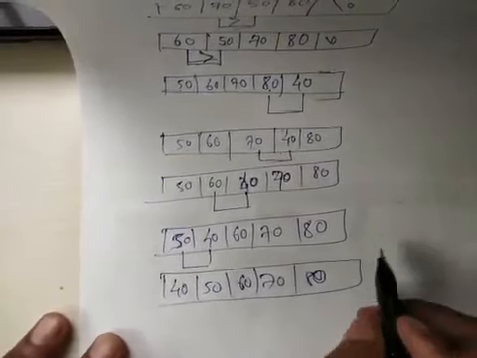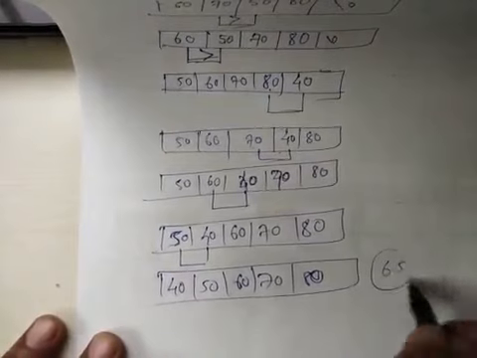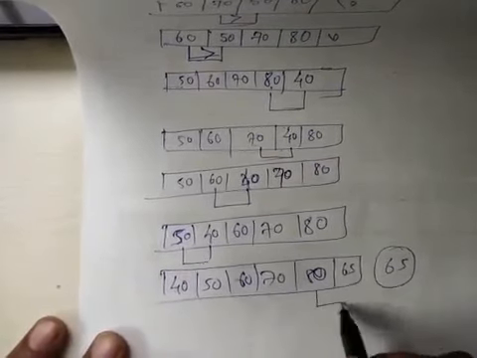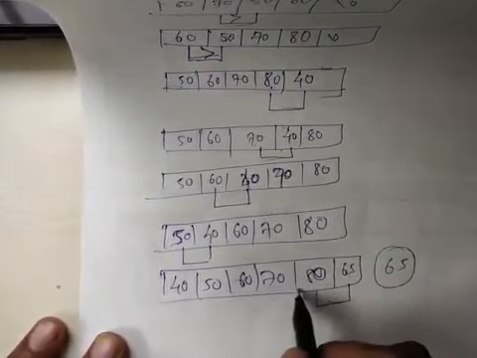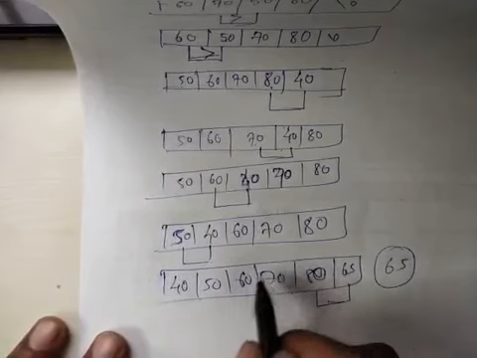Now suppose I ask you to insert a new element, that is 65. So this 65 is inserted here. Then this 65 is compared with 80, so it will swap with 80. Then again it will compare with 70, and it swaps with this one.